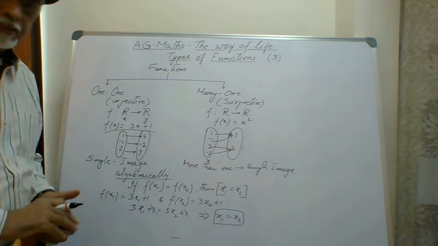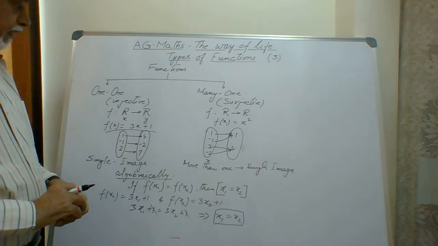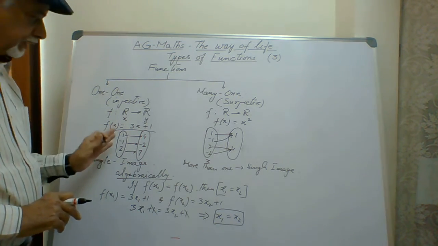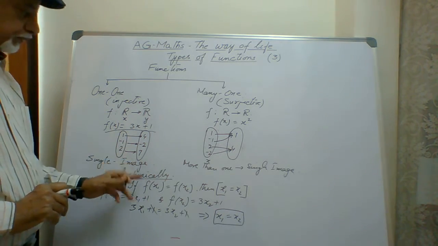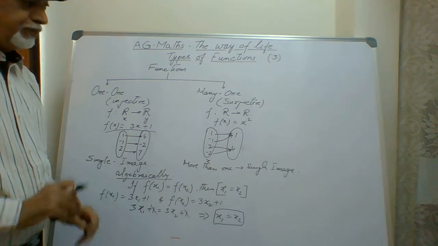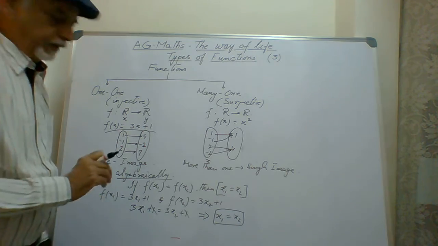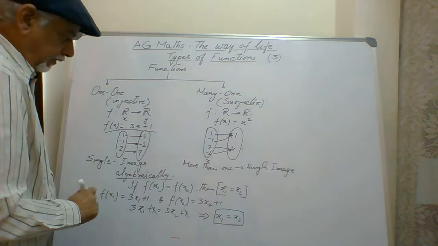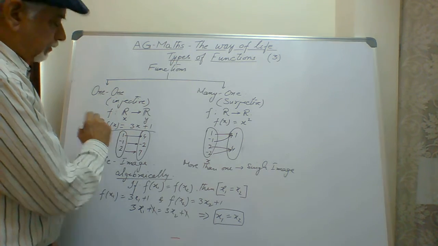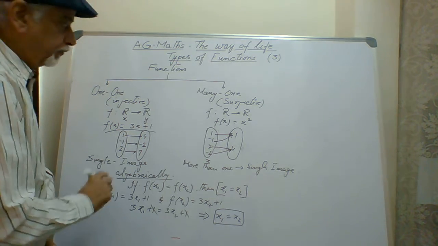So in the algebraic definition, we can say a one-one function is such a function that if I put x is equal to x1 and x is equal to x2, then the values of x1 and x2 should be equal. Then only we say that this relation or this function is a one-one function.